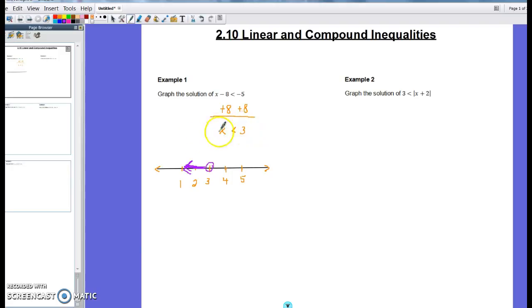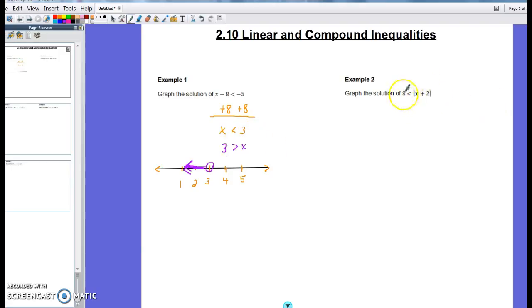Now I say less than and left because that variable, I always want to read it so that the variable is on the left. It's just going to make your life a lot easier. So recognize that x is less than 3 is exactly the same as saying 3 is greater than x. So notice I just switched the order of my terms and I flipped the sign.